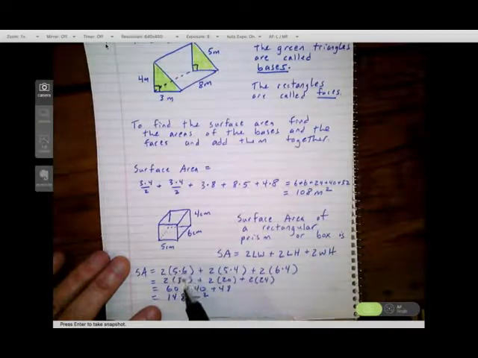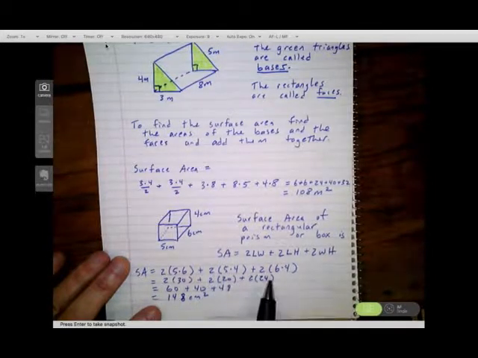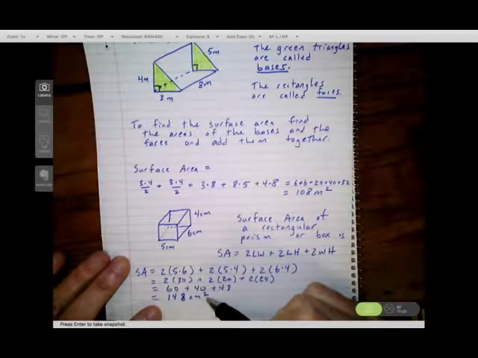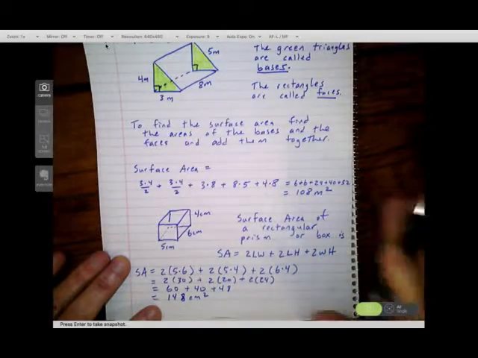Okay, so 5 times 6 is 30, 5 times 4 is 20, 6 times 4 is 24. I'm going to double those and get 60, 40, and 48. And then add all those together to get 148 square centimeters. So again, remember we're doing area, so our units are squared.